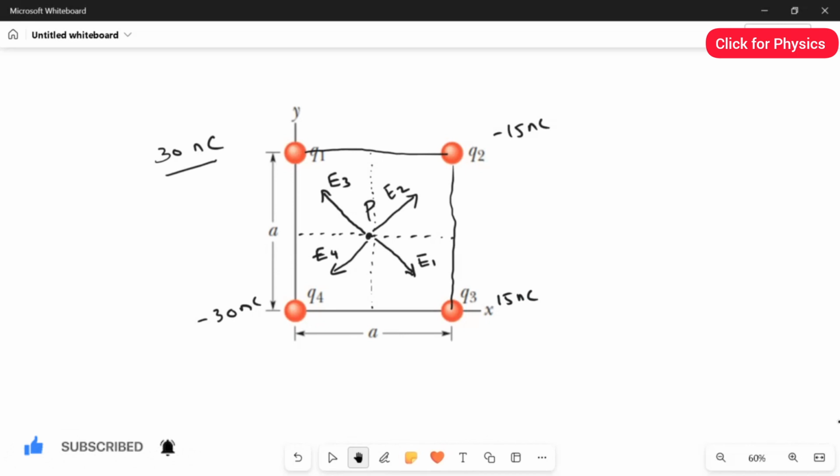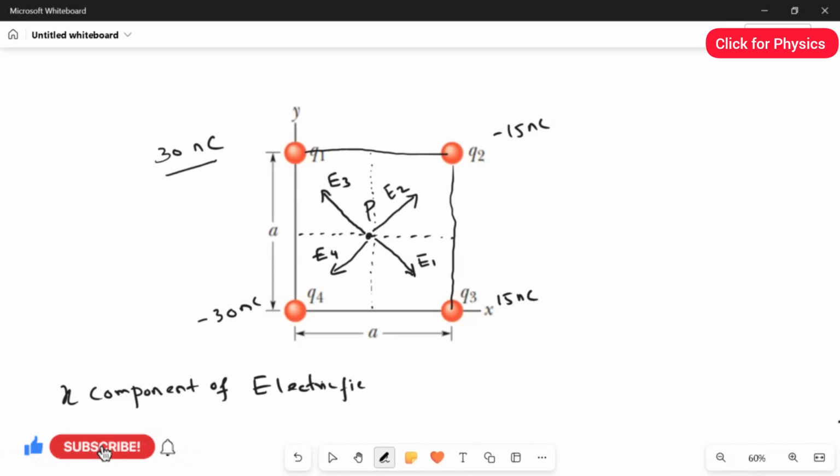So what I'm going to do is first take the x component, because we have to find the x component and y component separately, and then add both together. So let's take the x component of the electric field. Clear? So we are going to first find the x component, and likewise you have to do the same thing for the y component.